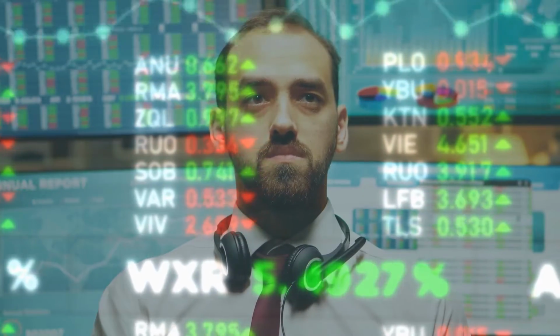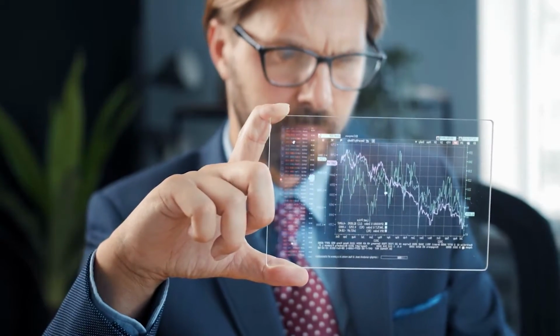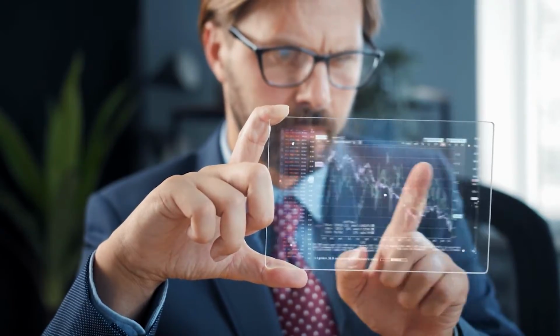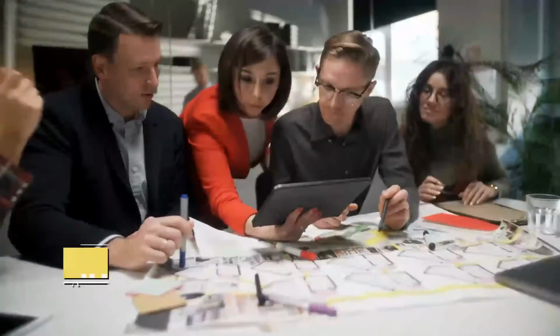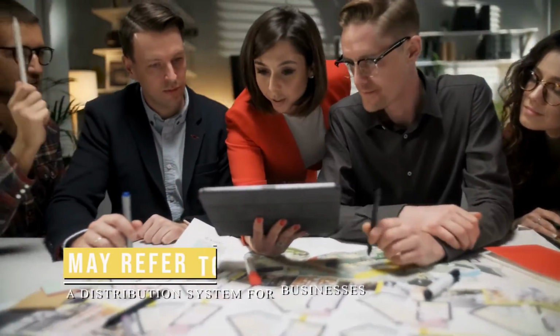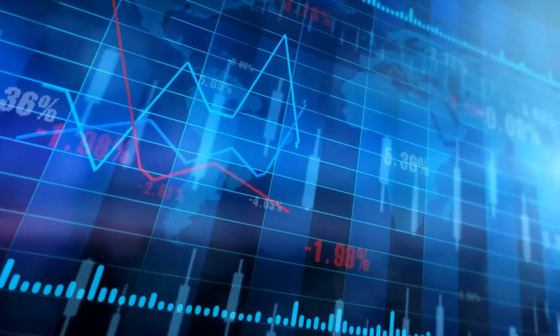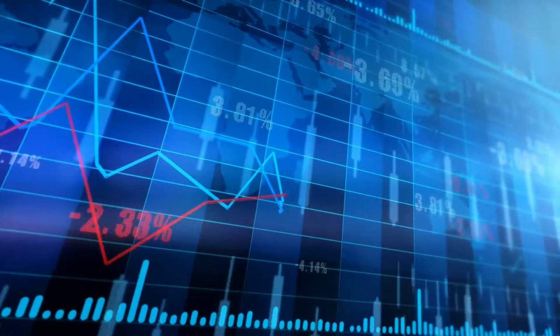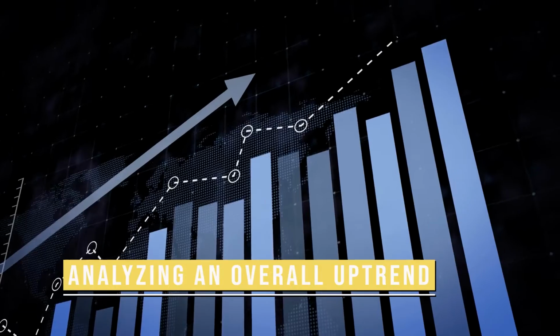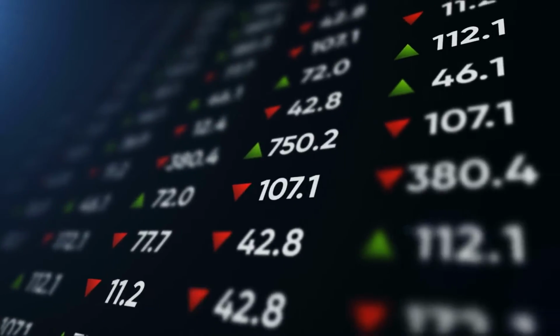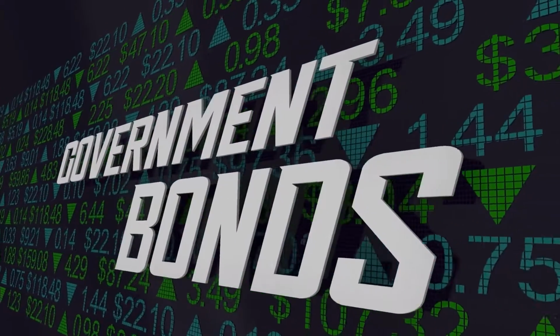Traders use some technical analysis tools to determine emerging patterns and successfully trade. One of the most popular trend-defining patterns that traders typically count on is called the price channel. A simple channel may refer to a distribution system for businesses or a trading range between support and resistance on a price chart. An ascending channel happens when visually analyzing an overall uptrend within the asset cost of a stock, bond, or other such investment.